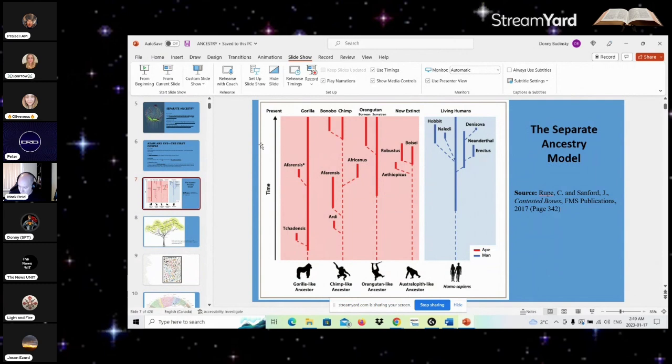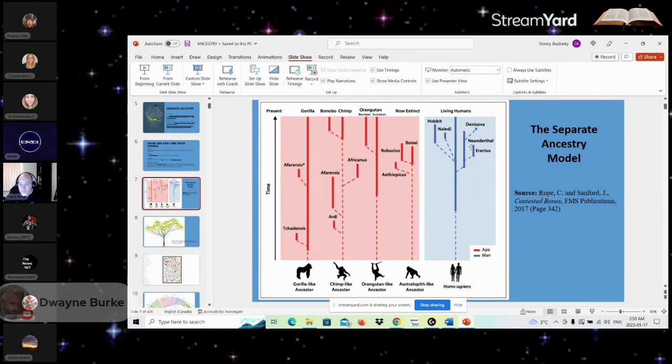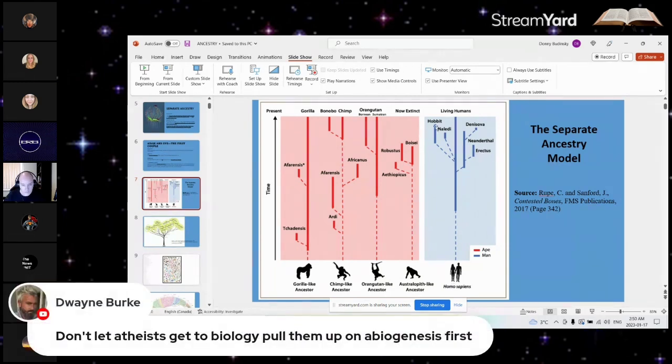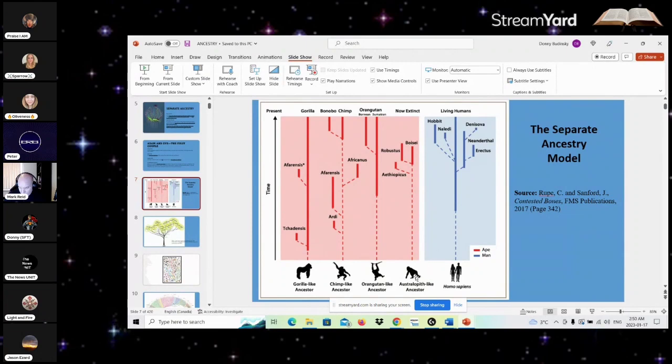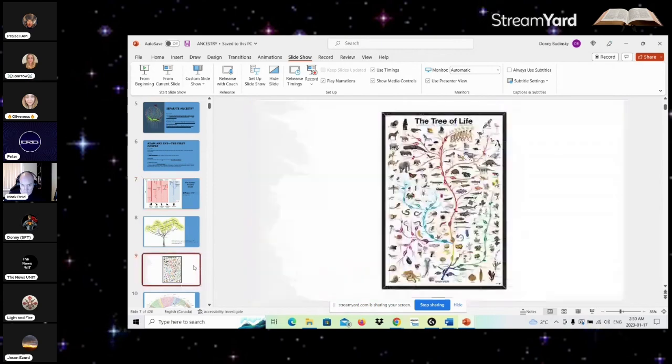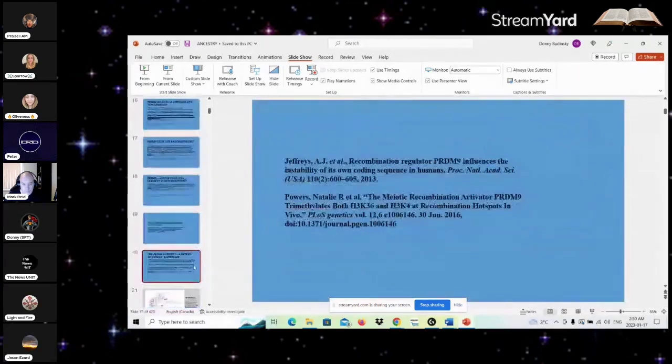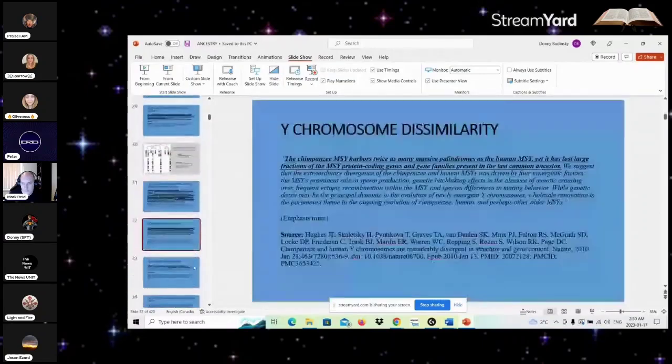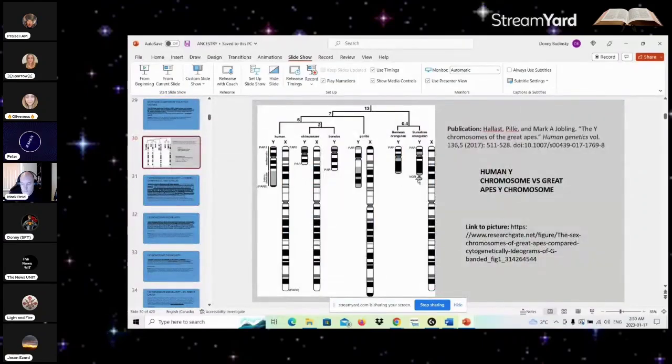So here is a visual of the model I would hold to. We'd say all your living, extant humans go back to Adam and Eve. You've got your side branches: Erectus, Neanderthalensis, Naledi, and so on. Then you've got your Australopith-like ancestors, orangutan, its own kind, your chimpanzee, your gorilla. Well, it turns out that the Y chromosome data is perfectly consistent with that.